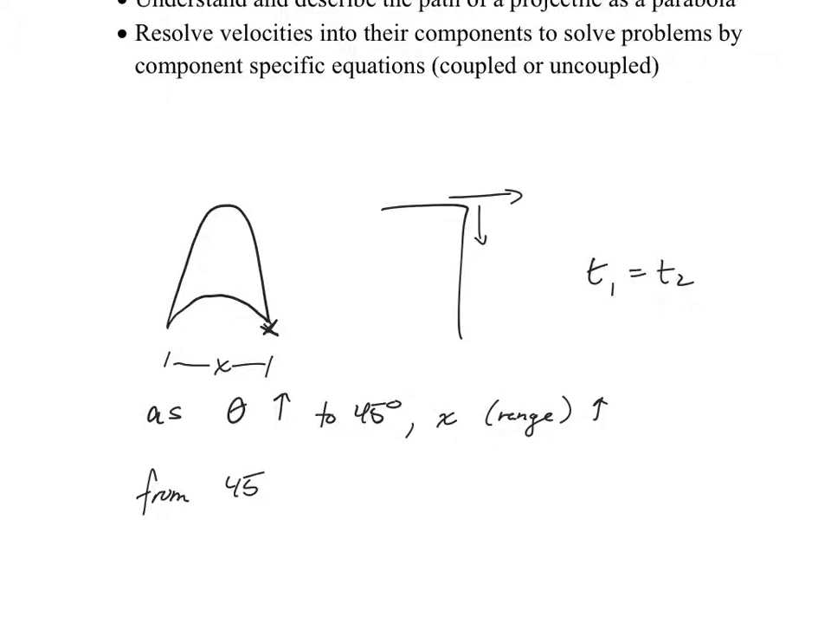It's like, again, you use the word range in math for the Y values. It's not the same thing. So just know this word range as a different use of that word. From 45 to 90, X, meaning the range again, decreases. What happens really from 45 to 90 is that you get a higher max height.